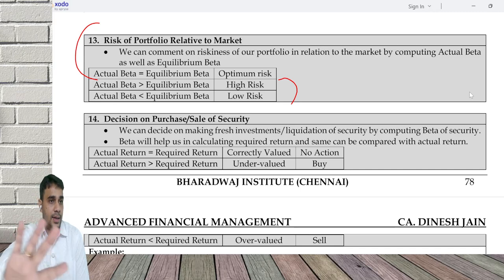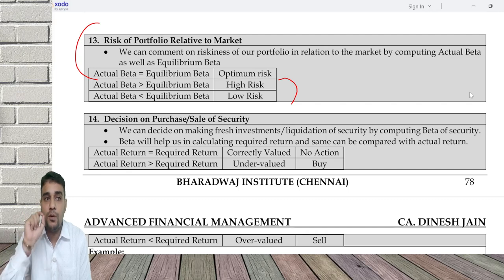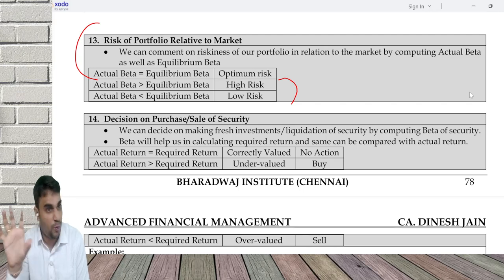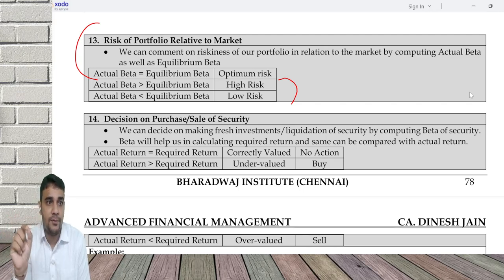So I'll explain again. If you are asking me to comment on my portfolio risk in relation to the market, you will see this again in another three or four questions later. I'll compare equilibrium beta with actual beta. How do I get actual beta? Either the formula approach. That question will have a portfolio. For a portfolio, you will do a weighted average. How to do the weighted average, you'll understand as we proceed.